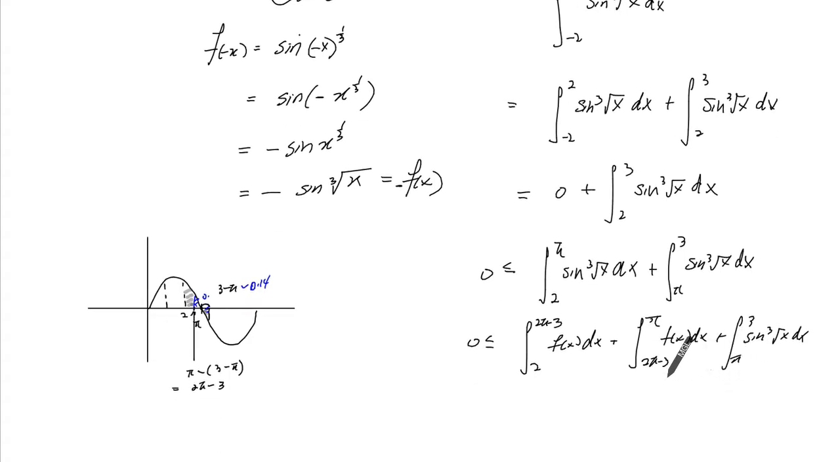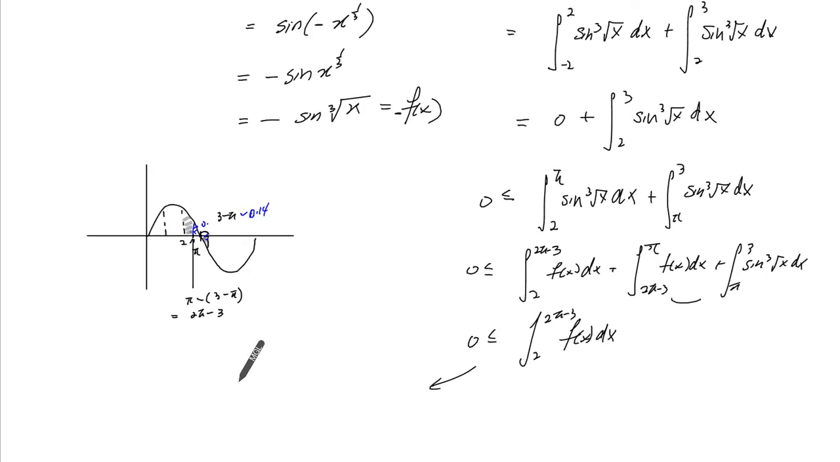Okay, I'm just going to write f at x here. I don't want to write this long expression over and over again. And then 2 pi minus 3 to pi. And from pi to 3. Okay, so these two have the same and opposite area, so that's going to cancel out. Okay, and this is strictly a positive area. So that's why we can really say this is greater than or equal to 0, because this is always a positive area.